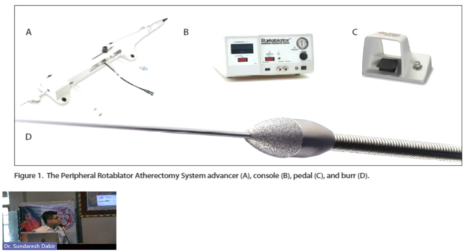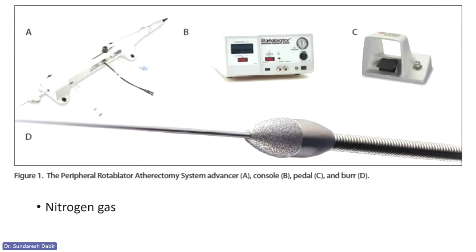So this is the rota setup, which you all know. There's a hand console, you have the foot pedal, this is the pressure. The gas we use for rota is nitrogen gas, right, for pressurizing it. And apart from that, you need to put a flush system. Ideally, you're supposed to use a Rotaglide. They have a proprietary flush system, but we don't use it, we use NS.